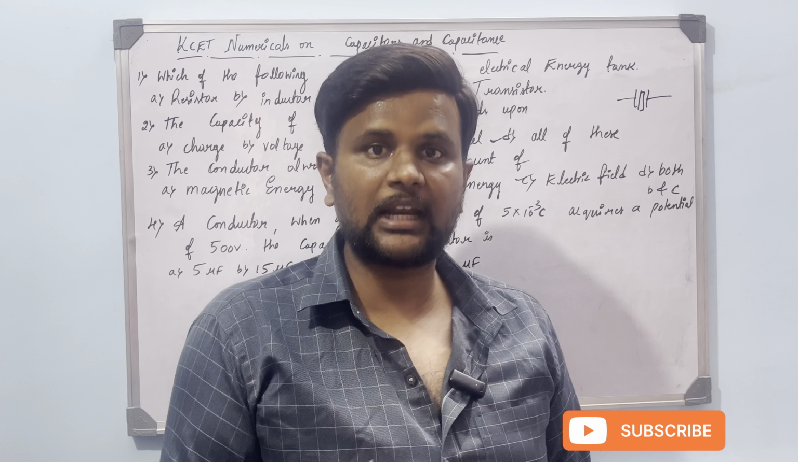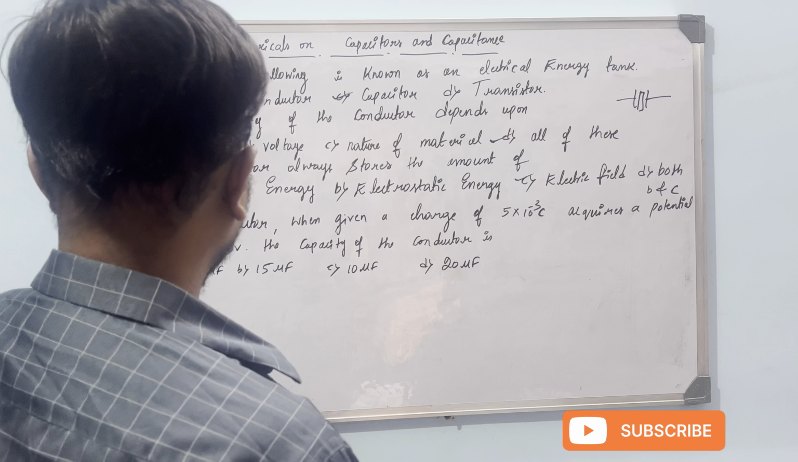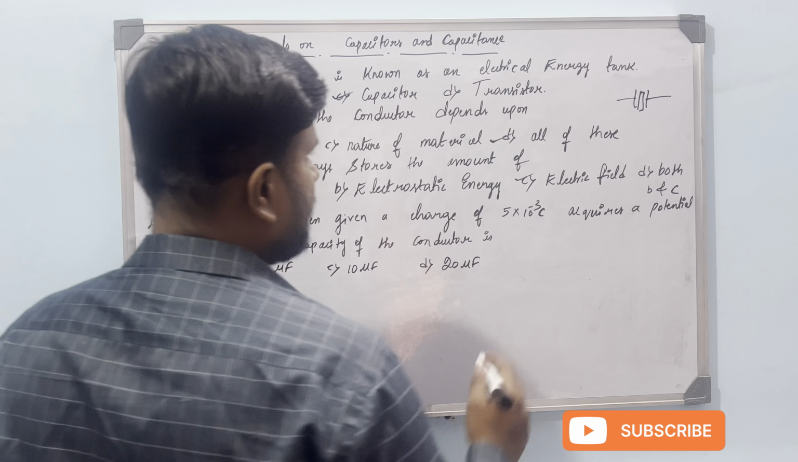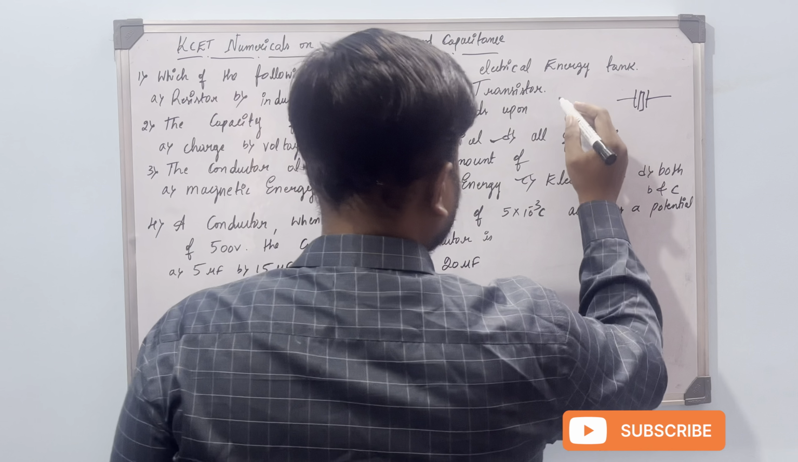Now the next question: the capacity of the conductor depends upon. The capacity of the capacitor is defined as the ratio of charge on the capacitor to the potential difference, so C is equal to Q by V. It depends upon the charge and voltage, and it also depends upon the nature of the material. So the answer is all of these.